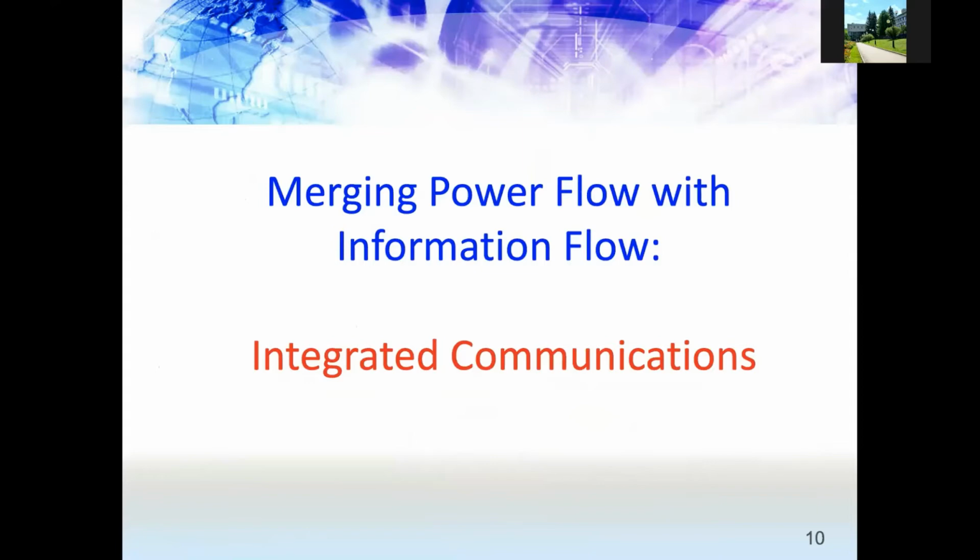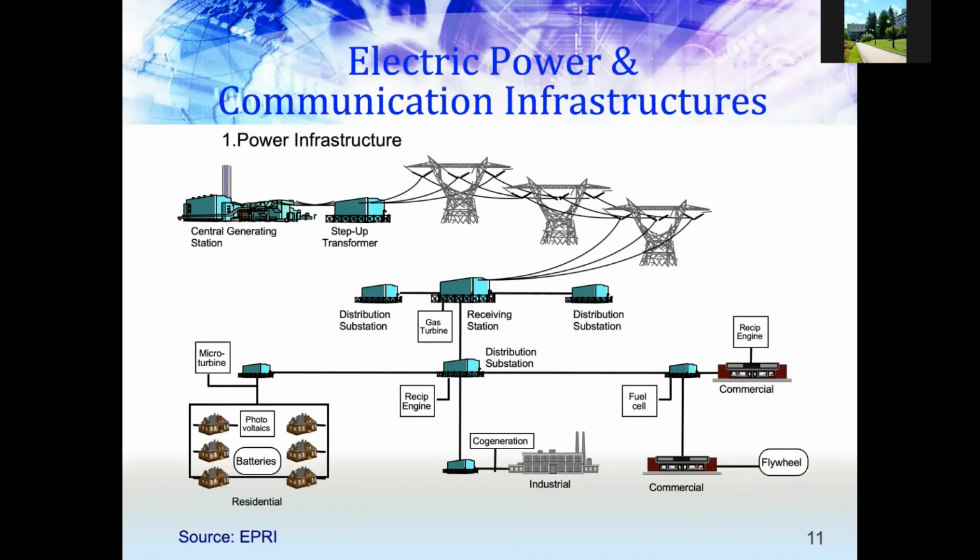That's the definition. Now, how do I make it work? In a smart grid, I merge power flow with information flow. That means I have communications going both ways. Here's the picture. This is your typical electric power infrastructure. Just the power part, not the communication part. Power station on the upper left, long-distance transmission lines, substations, network distribution system, low voltage substation in the middle. Then at the bottom, you've got homes, factories, and offices.